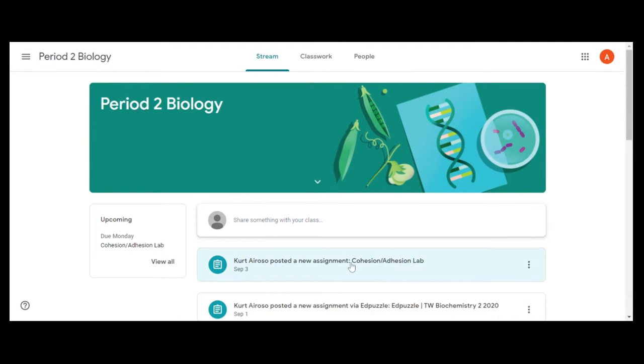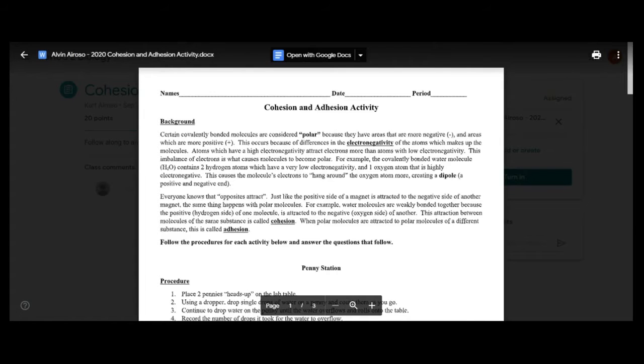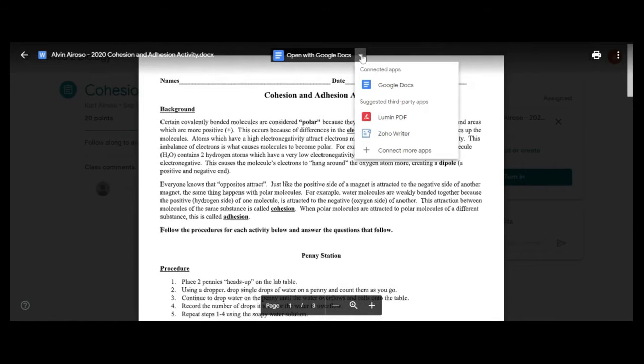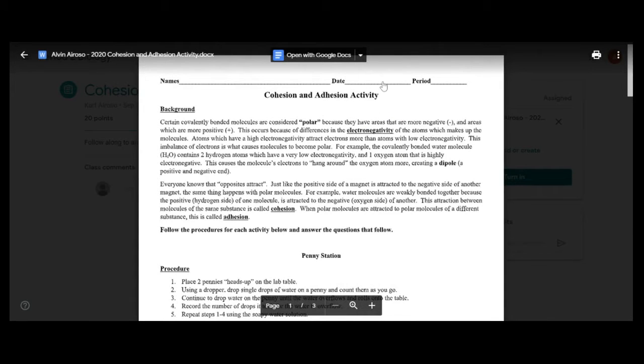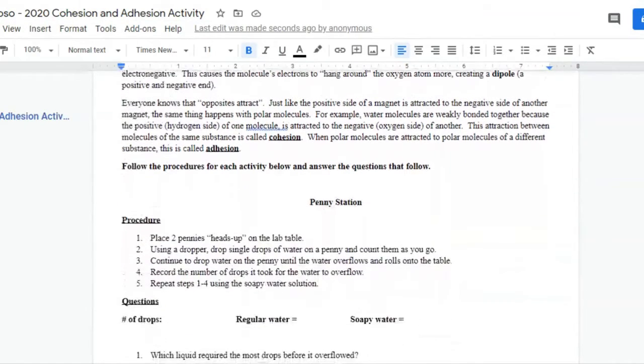Okay, here's our cohesion adhesion lab. I'm going to click on that. All right, here's the document right here. So I'm going to click on this document. All right, so right now it won't let me type on it. So I'm going to go up here and click Open with Google Docs. All right, so now once it opens in a Google Doc, I'll be able to type on it. All right, so now it's a Google Doc, and now I can type on it. I don't need to put my name on it because it already has your name up on the top.